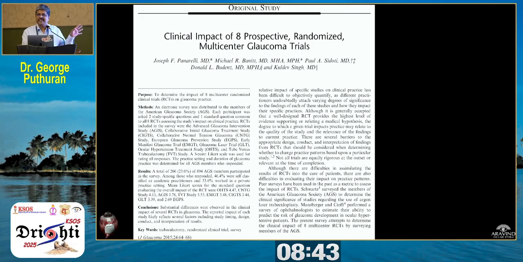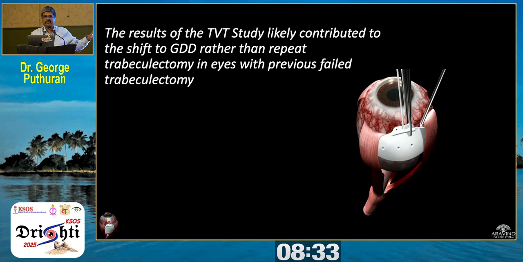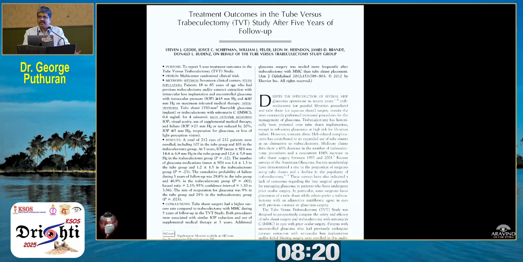So this is a very interesting article about the clinical impact of 8 prospective randomized multicenter glaucoma trials. This was also another survey, not by the TVT group, where they independently concluded that the results of the TVT study likely contributed to the shift to GDD rather than repeat trabeculectomy in eyes with previous failed trabeculectomy. As of now, we just have this prospective randomized clinical trial to comment on GDD versus repeat trabeculectomy in a patient who has had a failed trabeculectomy.